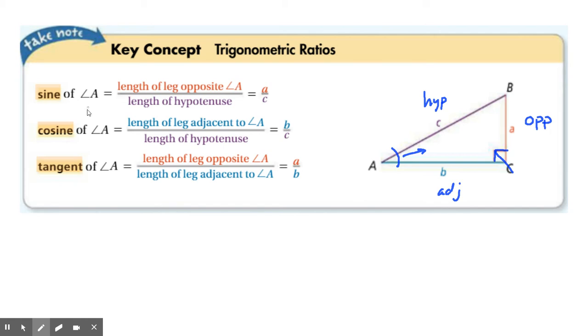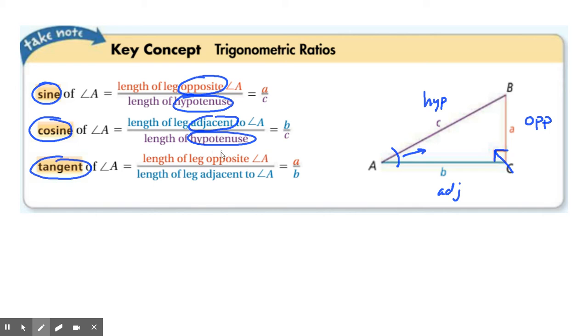So to find the sine of an angle, it is the ratio of the opposite over the hypotenuse. That's sine. To find the cosine of an angle, it's going to be the adjacent over the hypotenuse. And to find the tangent of an angle, it's going to be the opposite over the adjacent. Now, we have shorthand for these.